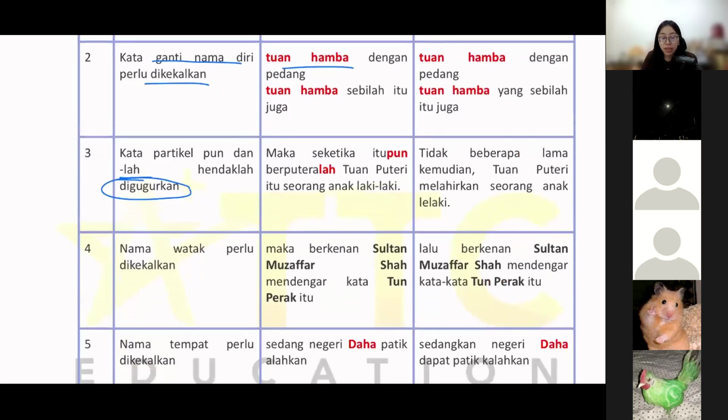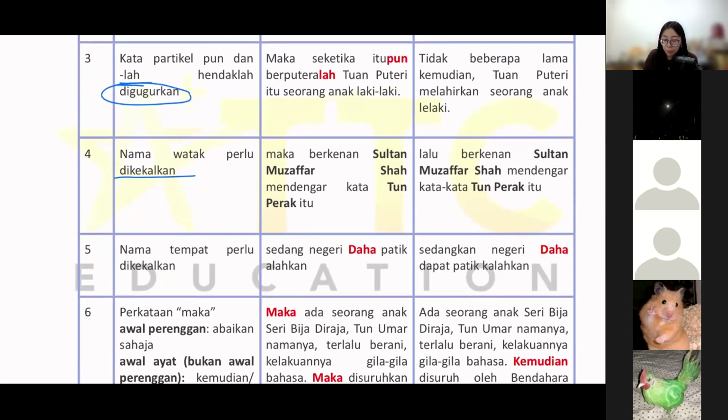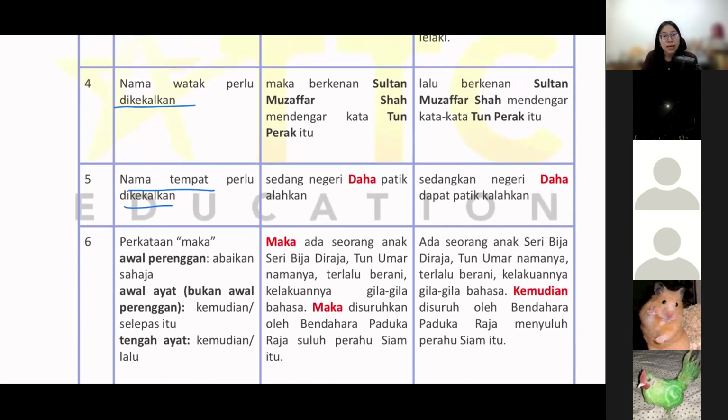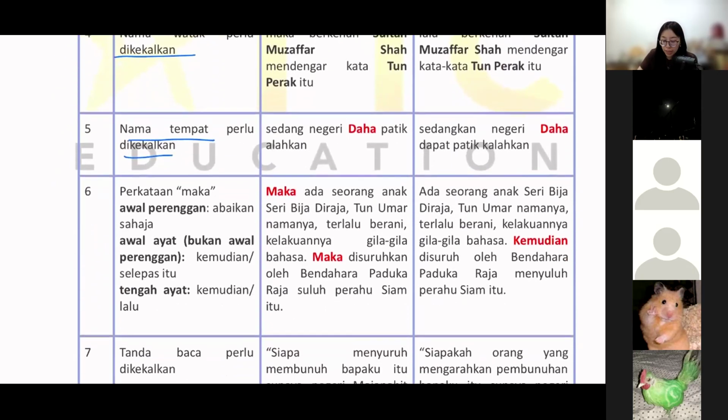And then the nama watak perlu dikekalkan, which is the name remains. You don't change your own name, okay? And then the nama tempat juga perlu dikekalkan. The name for the place also has to remain. And then when you see maka at the first paragraph, then you just abaikan saja, which is just take out. And then if in the second paragraph or third paragraph, then you can just change to selepas itu atau kemudian.